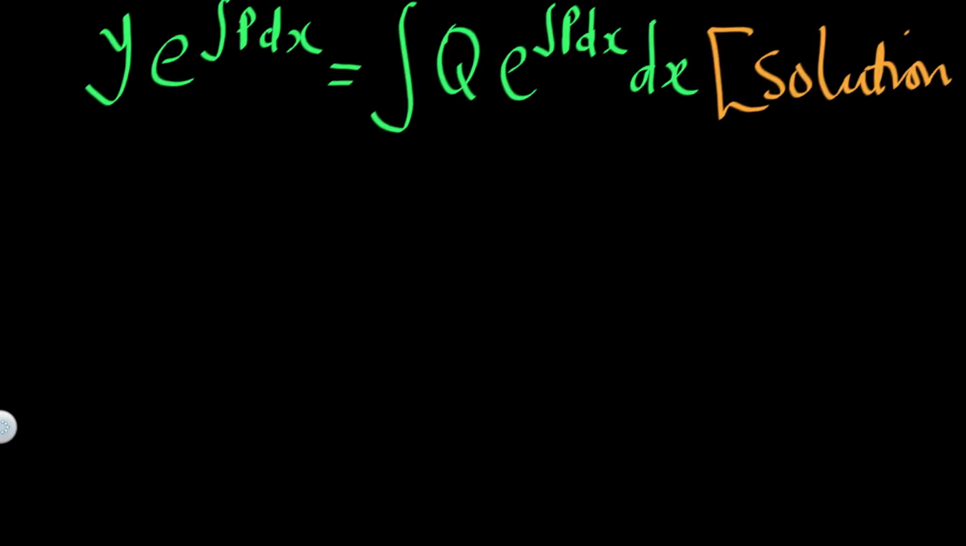I will call this the solution formula. So I have here my solution formula. It is given in the formula sheet. On the formula sheet, you have the solution formula for a first order differential equation of the form dy/dx plus py equals q, where p and q are functions of x. This is the solution formula.